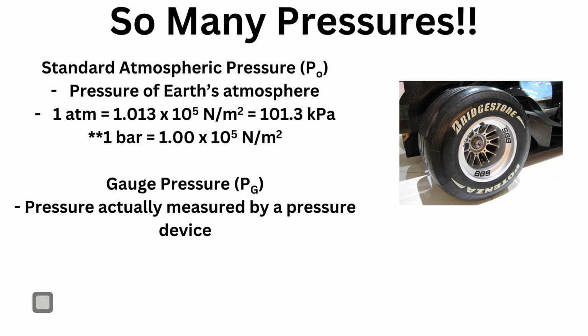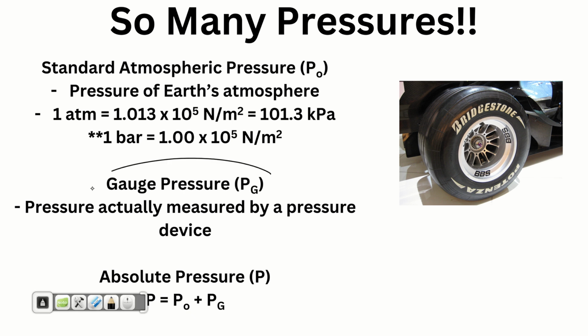That is just measuring the pressure inside the tire, okay? Just from that device, how much pressure is created from the tire inside the device. The thing is, what we have is what's called absolute pressure. The gauge pressure is only looking at the pressure inside the actual object. It is not bringing in the standard atmospheric pressure.